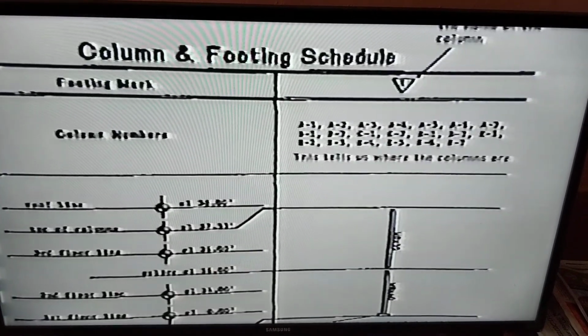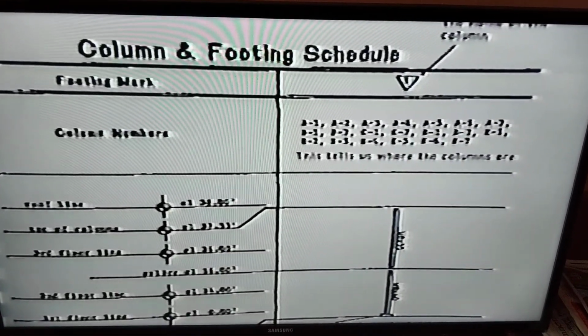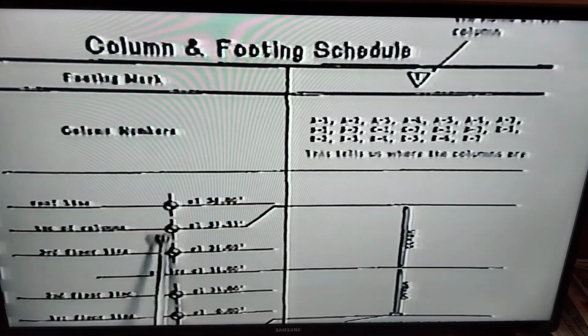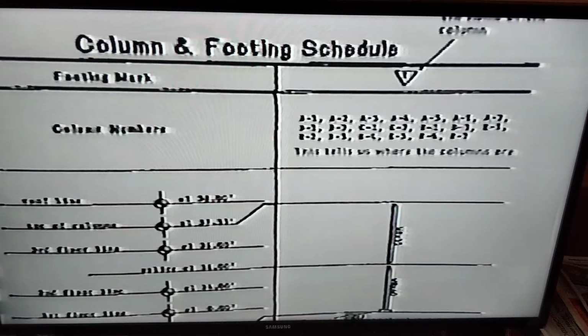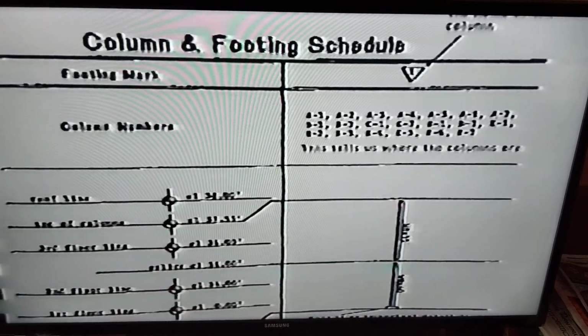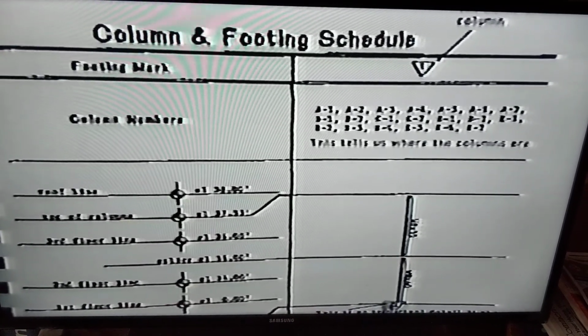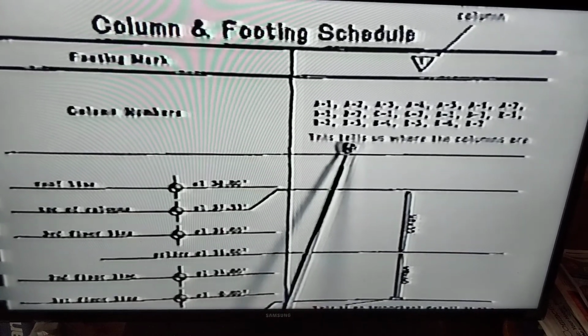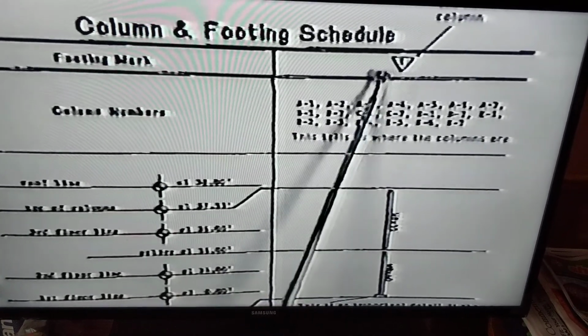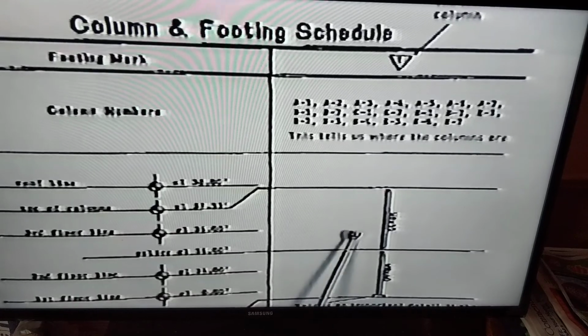The next exhibit that you have shows a column and footing schedule. We see elevations over here, and we see over here what is actually a portion of a column. And we'll go into this in more detail in a few moments when we look at the plans. Over here we're looking at locations that designate this particular type of column that's being described here.